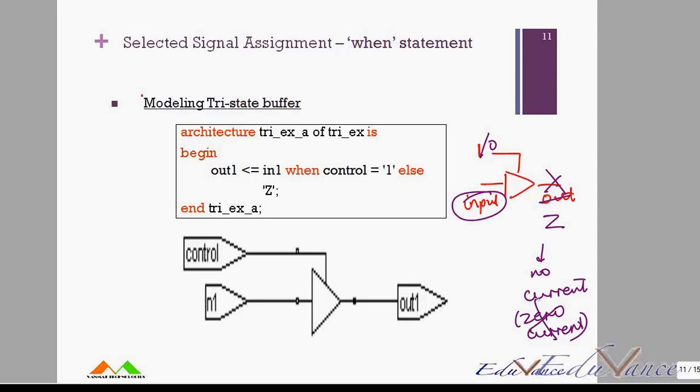So there is no path for current to flow anywhere. If I want to model a tri-state buffer using a when else statement, I would say my out1 is equal to in1 when control is equal to 1, else, if this is not true, so for example if control is 0, then my out1 would be high impedance, that is Z. Just a quick trivia or a question: what would be the data type of out1? What would be the data type?